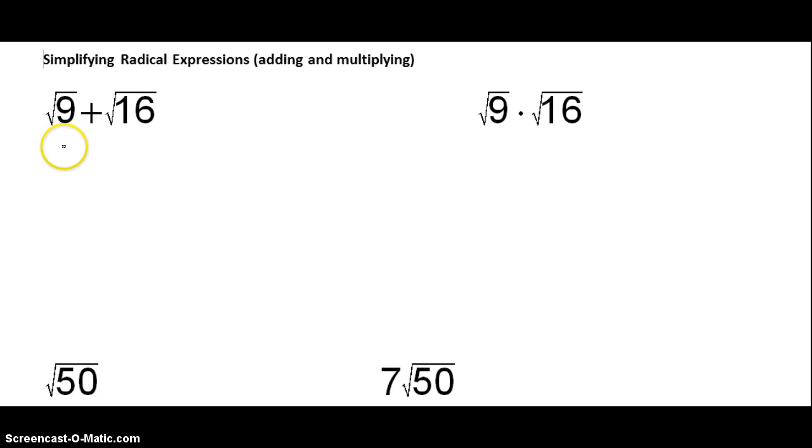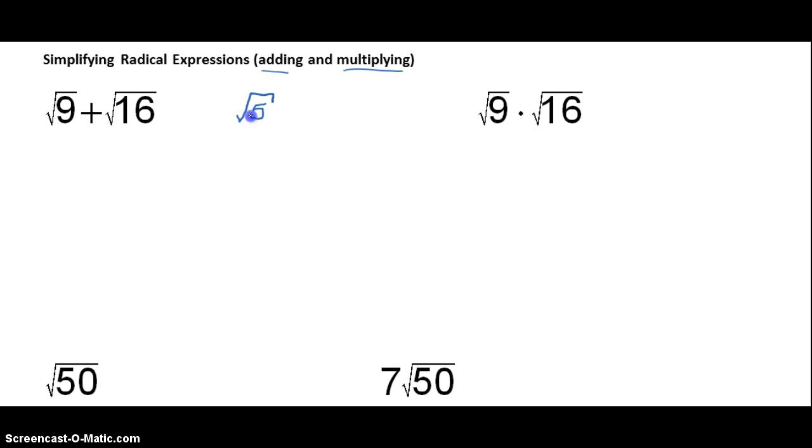Hello everyone, this is a video on simplifying radical expressions, and we're going to start with the rules. There's a rule for adding and a rule for multiplying. First of all, in order to add radicals together, you must have exactly the same radicand, and by a radicand I mean the number underneath the radical.